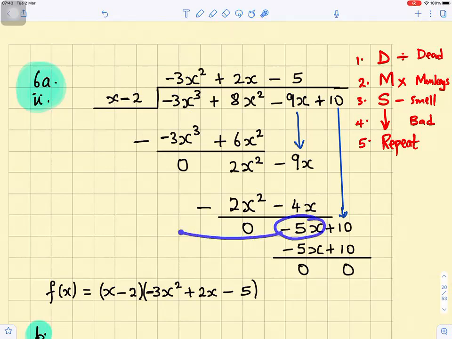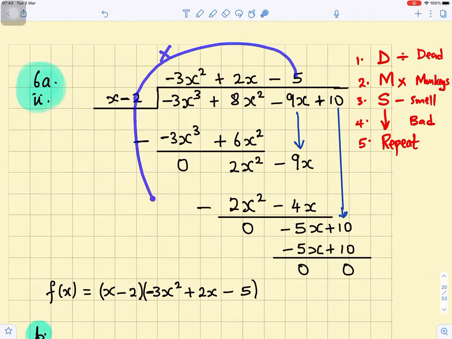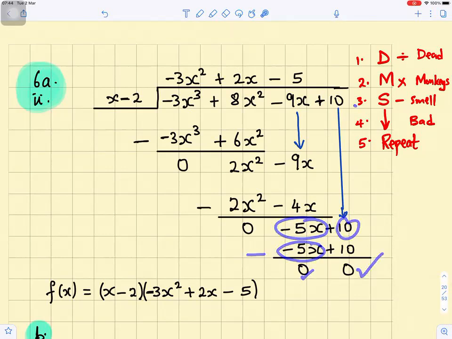Minus 5x divided by x. The x would cancel. You're left with minus 5. Number 2, multiply: minus 5 times x gives you minus 5x. Minus 5 times minus 2 gives you plus 10. Number 3, you subtract. Minus 5x minus minus 5x is 0. 10 minus 10 is 0.